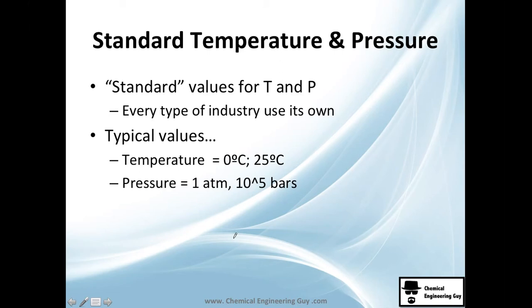So good. Let's do this example. We're going to talk about standard conditions, which include standard temperature and standard pressure. Standard values are typically values that are common in an industry. Actually, many industries and organizations have and use their own. The typical values I like and think are common are 0 degrees Celsius and 25 degrees Celsius for temperature. For pressure they are either 1 atmosphere or 10 to the power of 5 bars.